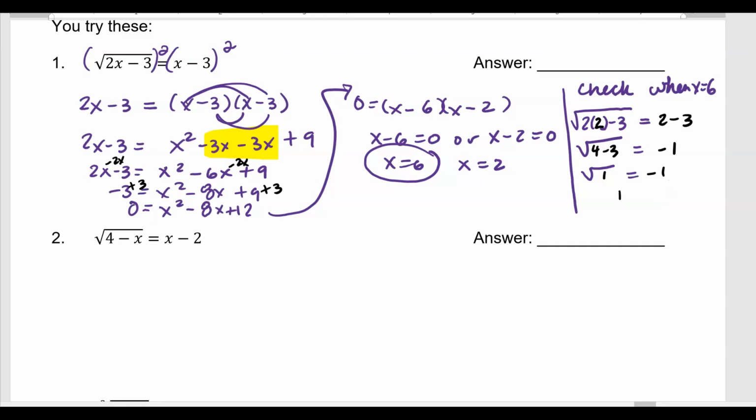So 1 doesn't equal negative 1. Therefore, 2 is not a solution. And you'll only submit 6 as your answer. Or circle 6. You'll cross out the other answer.